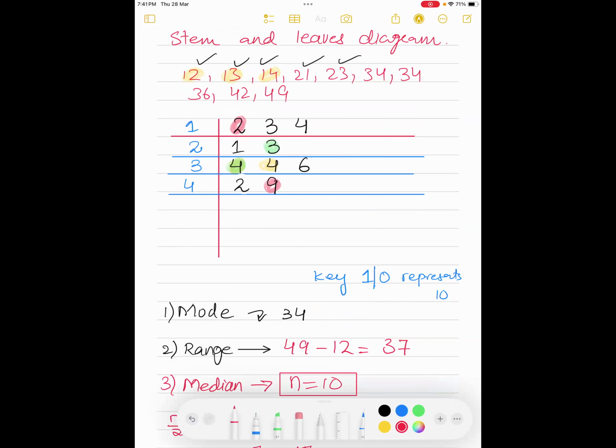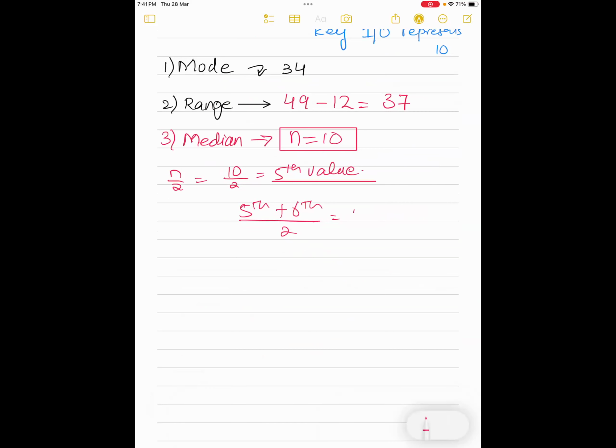Fifth plus sixth. The fifth value is 23 and the sixth value is 34. So 23 plus 34 divided by 2. How much is 23 plus 34, beta? 4 plus 3 is 7, so 57, divided by 2, 28.5.